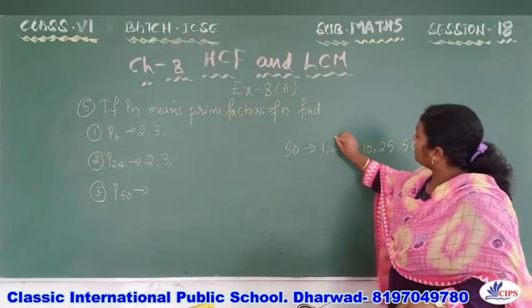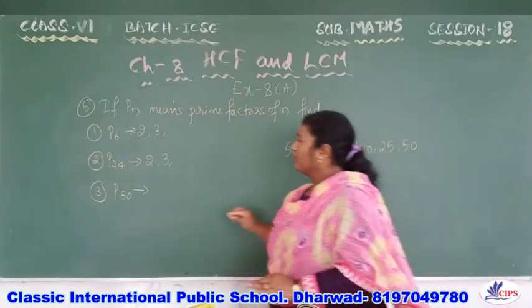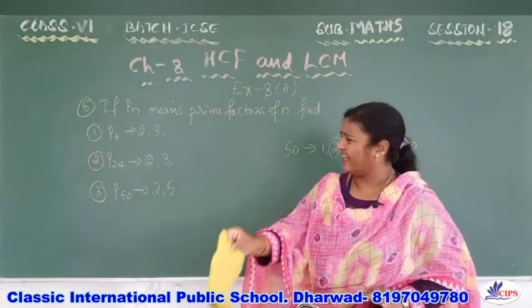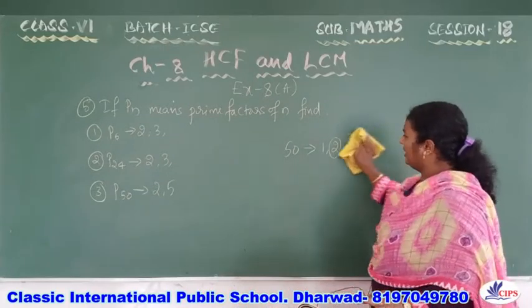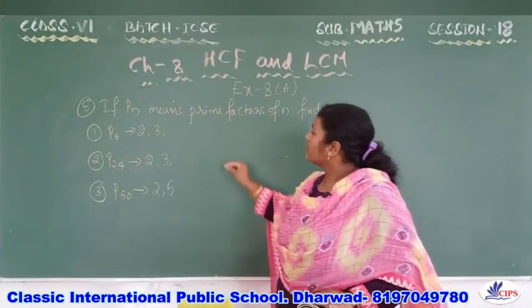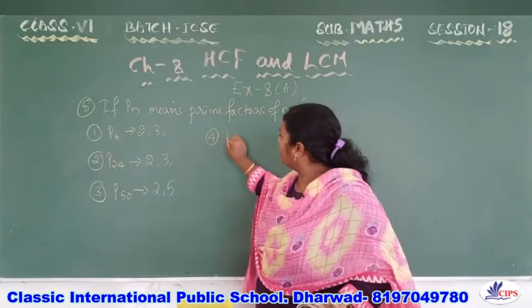Now among these, which are the prime factors? 2, 5. Remaining all are composite. So the prime factors are 2, 5. If you do it like this, side by side, it will be easy for you also. There will be no confusion. Okay. So question number 4. It is P42.